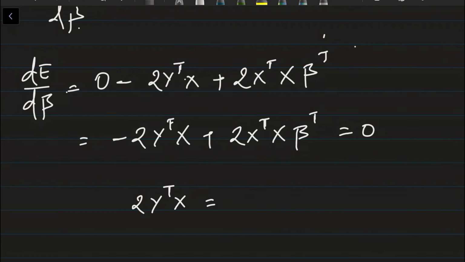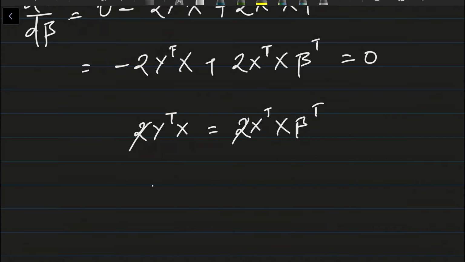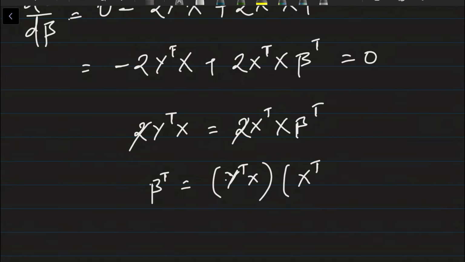So now we can get 2 Y X equal to 2 X transpose X into beta. The 2 cancels, and here it becomes beta transpose. We need to get beta, right? Beta transpose is Y transpose X into X transpose X inverse. This goes to the denominator side, but we can't divide matrices, right? So we need to use the inverse.